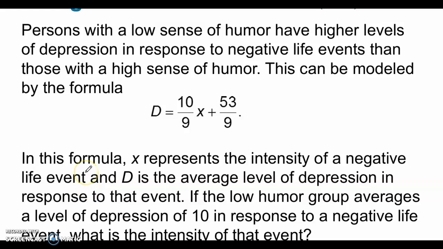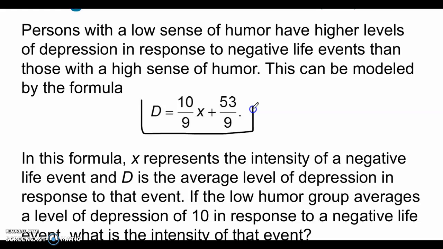So we are continuing in 2.1 and we're looking at using mathematical models for applying linear equations. So let's read through this last problem that is in our packet. It says persons with a low sense of humor have higher levels of depression in response to negative life events than those with a high sense of humor. This can be modeled by this formula.